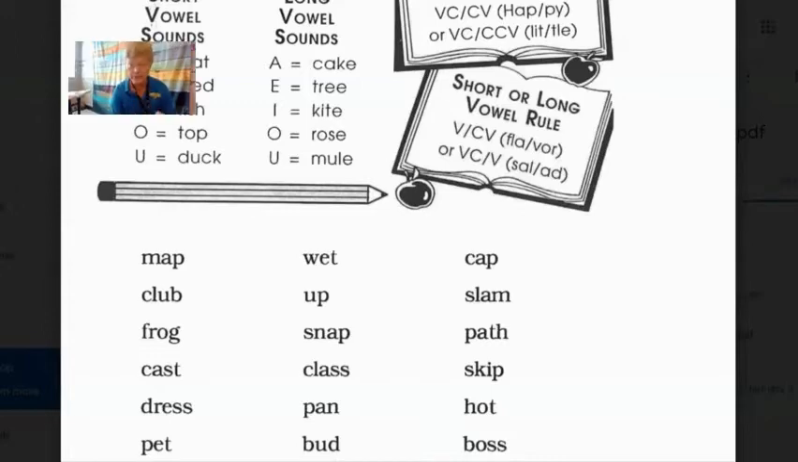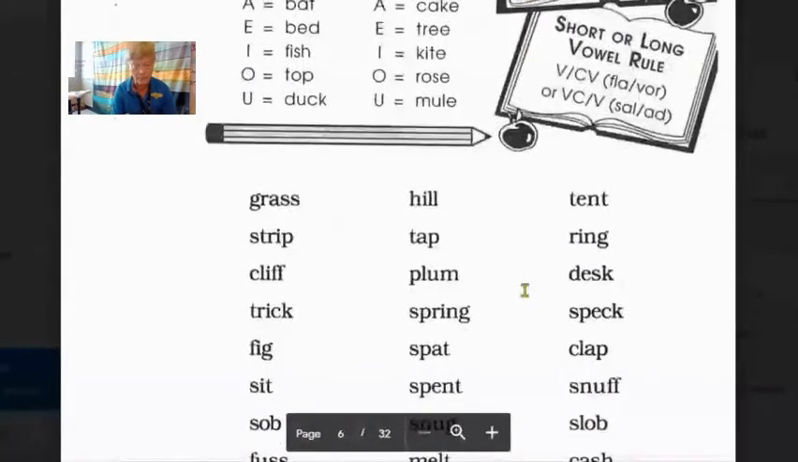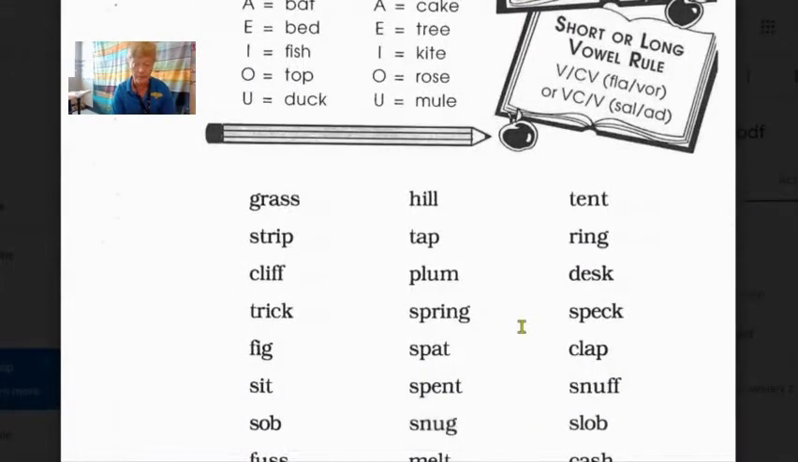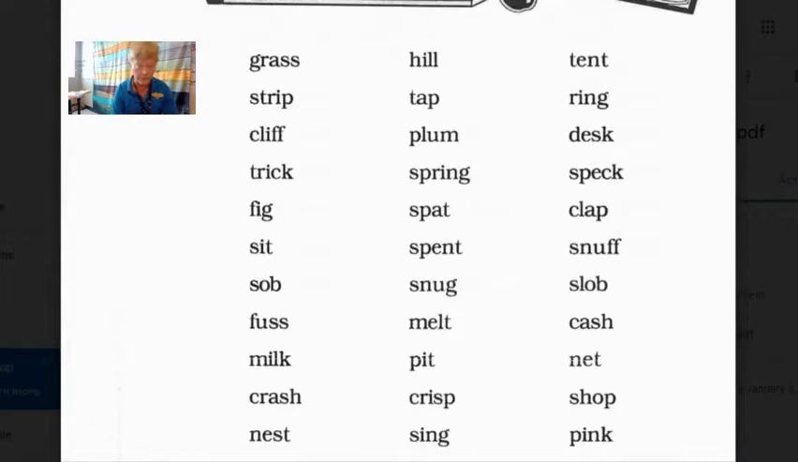So the first strategy is just simply one vowel in the word. If a word has one vowel in it, you know what? The vowel sound is going to be short. And so on their practice sheets, they will read words like this: strip, cliff, trick.